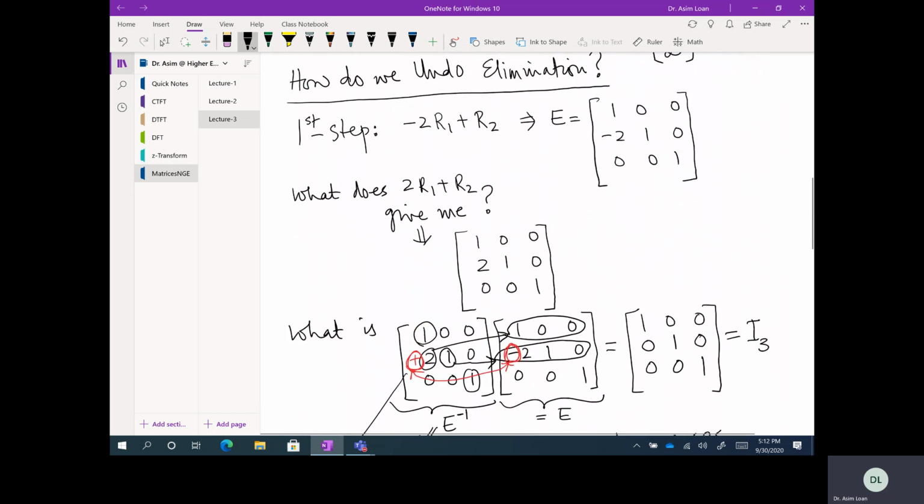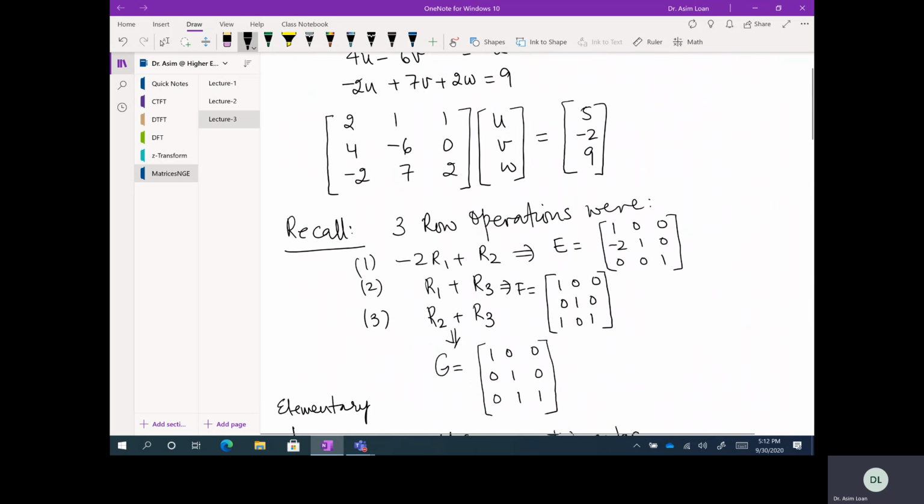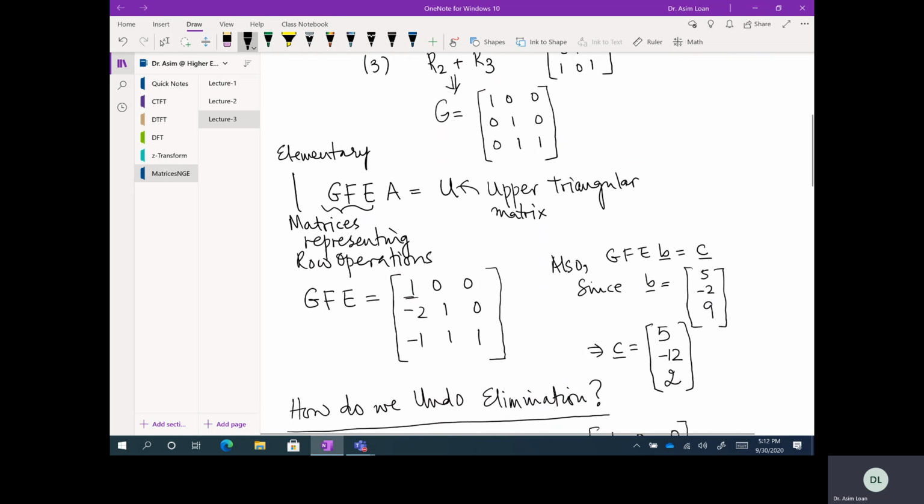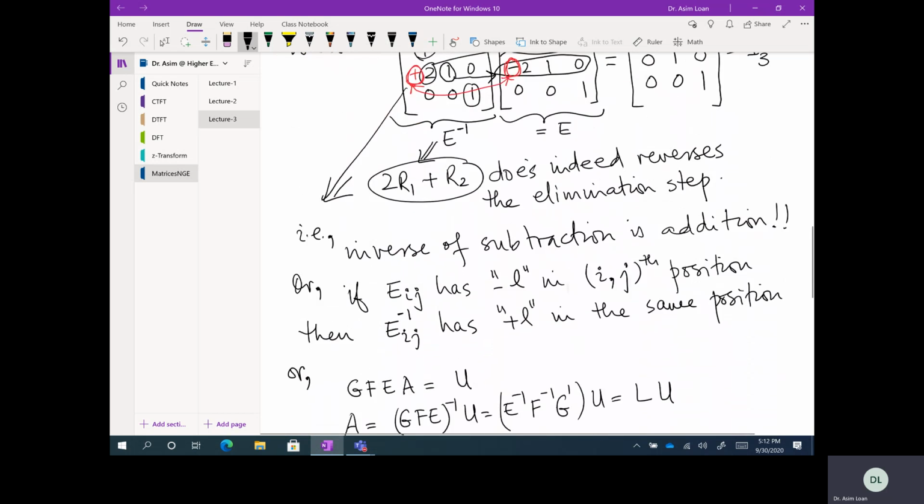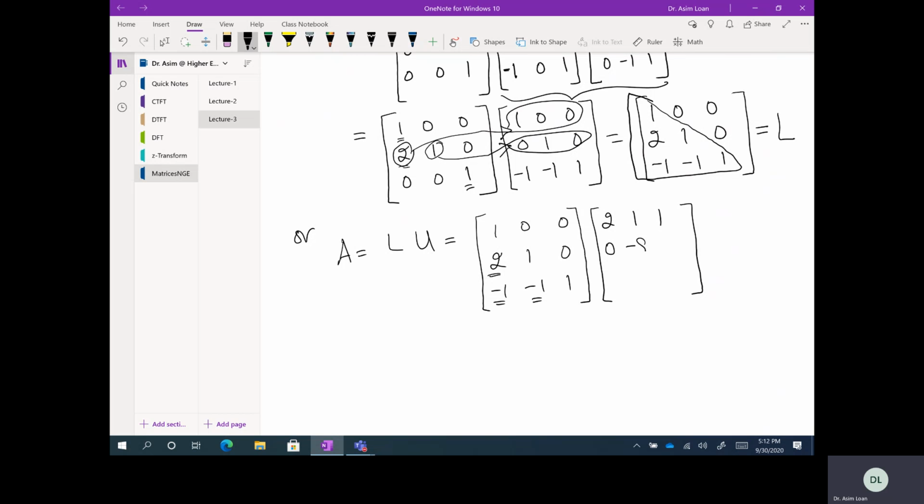So it's 2, 1, 1. Then we had 0, 0 here, minus 8, minus 2, and then we had 0, 0, 1. And if you multiply this out, this should give you, okay.